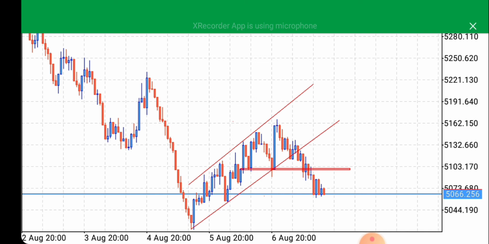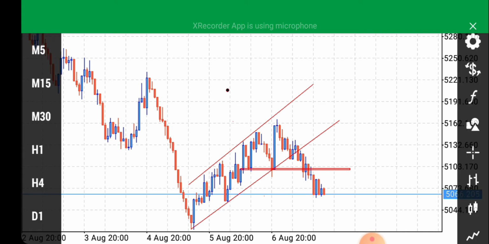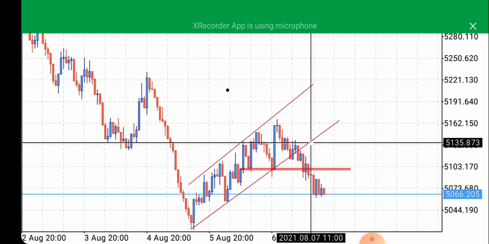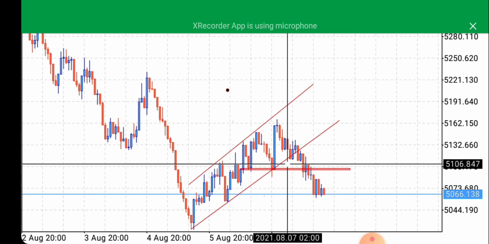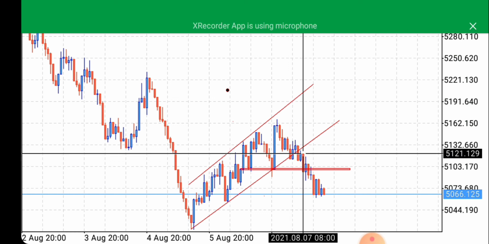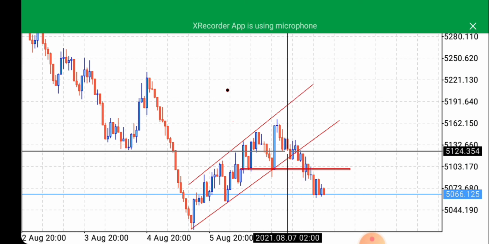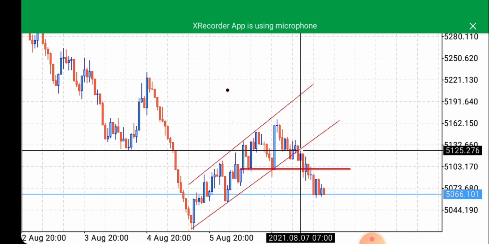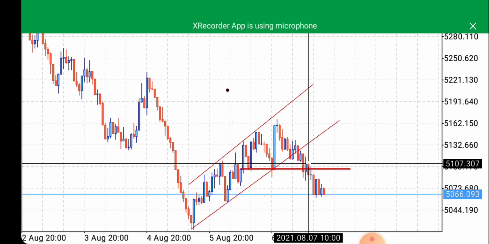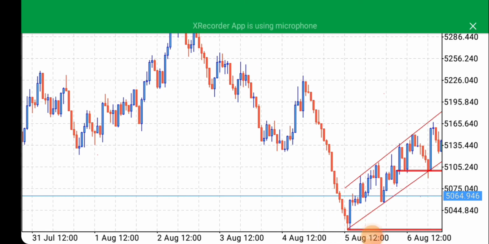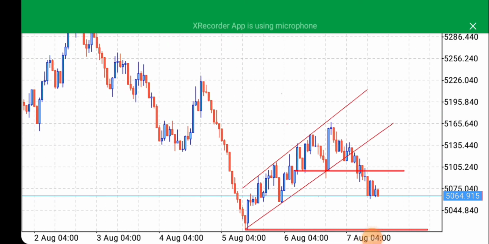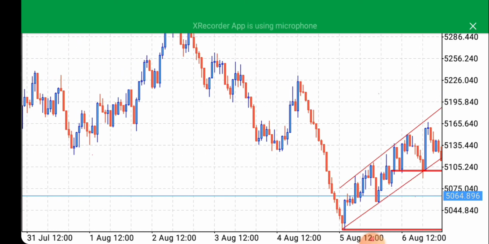So you can see, just look at what happened here. The trend line got broken. You see now, it formed a pattern here, a flag pattern. This pattern is called a flag pattern, and as soon as it broke, it went down. So you can now see how price reacted here, and after breaking it went down.